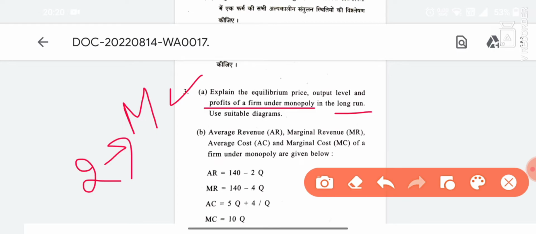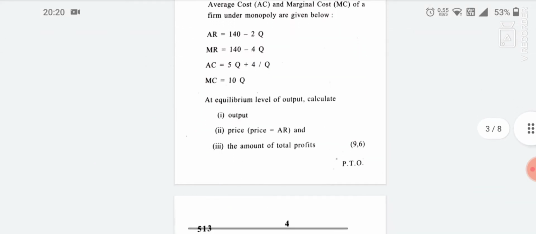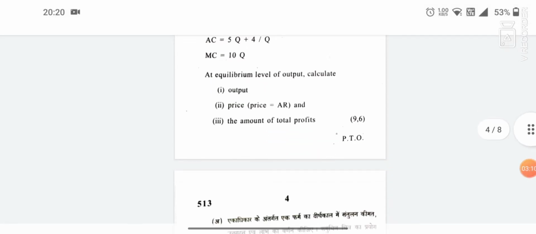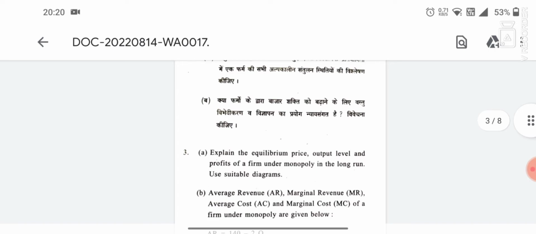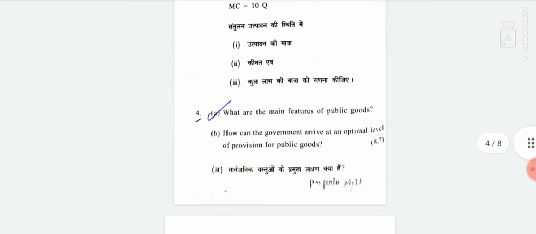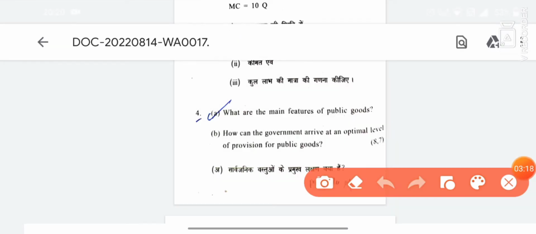Next is a numerical which says the average revenue, marginal revenue, average cost, and marginal cost of a monopoly are given here. And what we need to calculate is the output, the price, and the total profit. So this is for 6 marks and this one is for 9 marks, A part. So very simple.